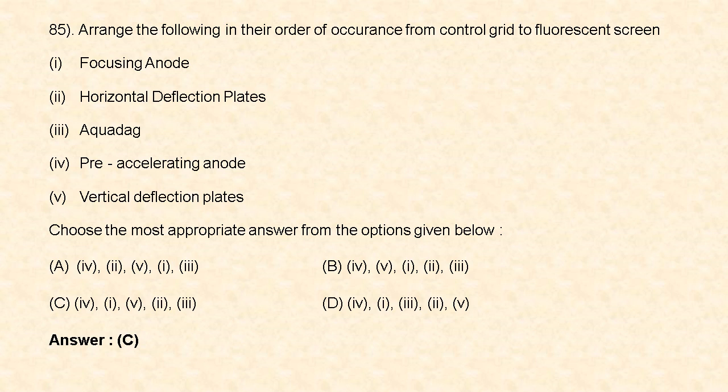Next question. Arrange the following in order of occurrence from control grid to fluorescence screen. First, we will have pre-accelerating anode. Next, we will have focusing anode. Next, vertical deflection plates. And then we will have horizontal deflection plates. And after that, aquadag. So, here answer C is the correct one.